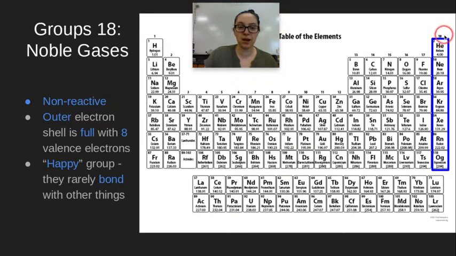And they are happy. They rarely bond with other things. They do bond. Xenon will bond with fluorine sometimes. And there's reasons why that you will learn in chemistry when you take it with me. But all in all, the noble gases here, they don't really react with anybody else. They're happy just being on their own.